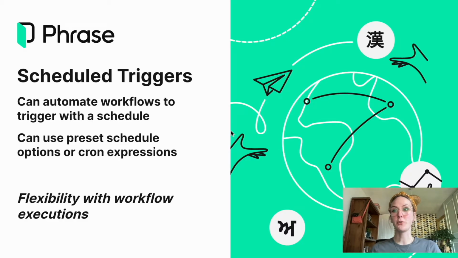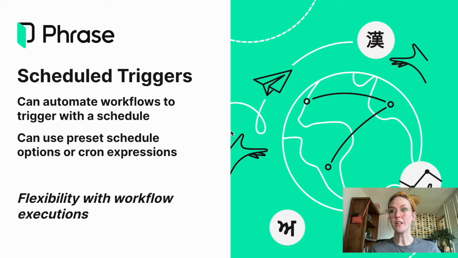We've just released a new feature called Scheduled Triggers that now means you can automate any workflow to trigger with a given schedule. What does this mean? Well, previously we only supported more event-based triggers, meaning that any workflow would trigger upon a certain event, like when a job was created or a file was uploaded.